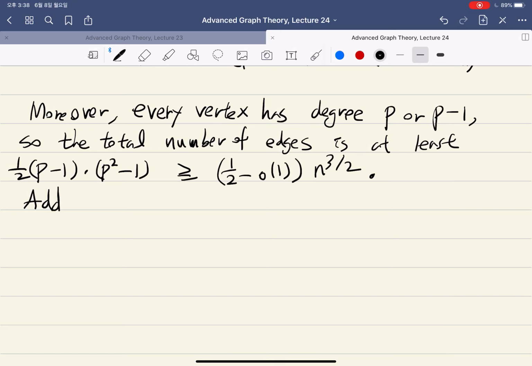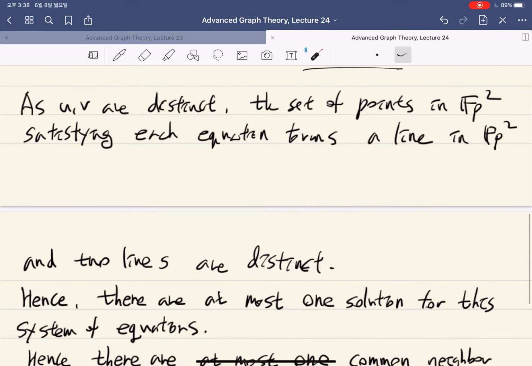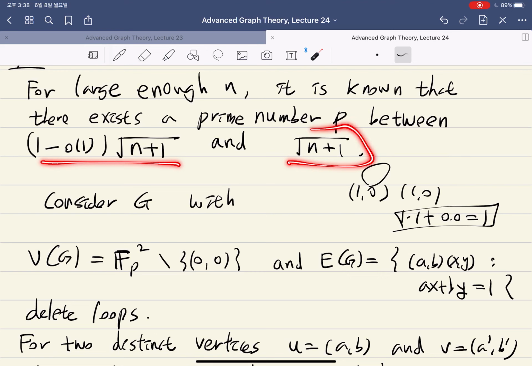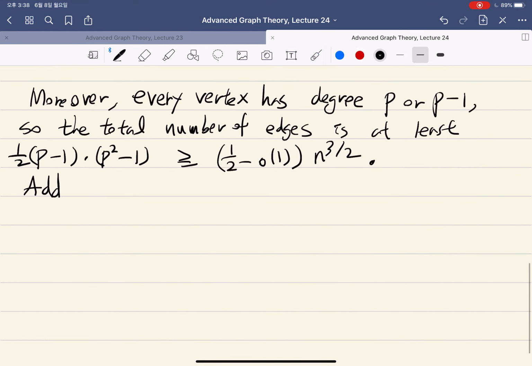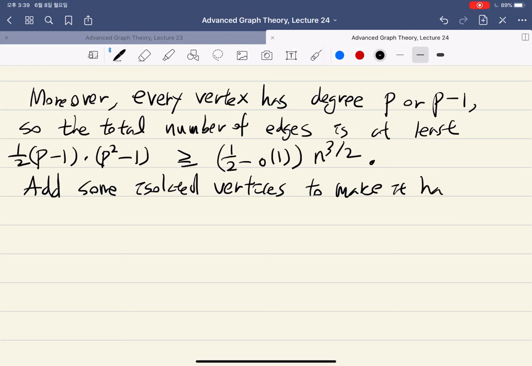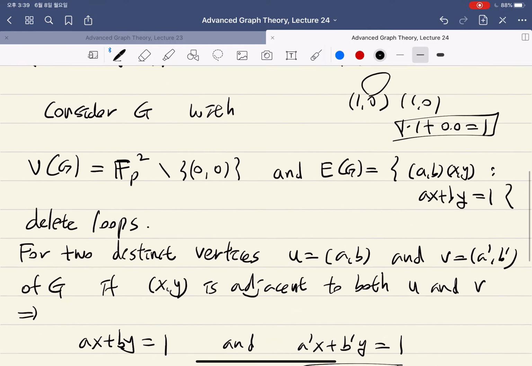And the number of vertices is at most p squared minus 1. But by our choice, that's between n and (1 minus o(1)) n. It may be smaller than n, so we add some isolated vertices to make it have n vertices. Then we are done. So this shows a lower bound on the extremal number of K_{2,2}.